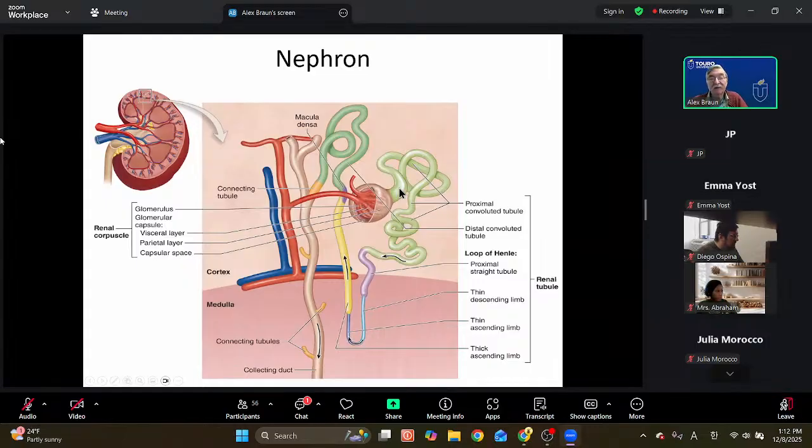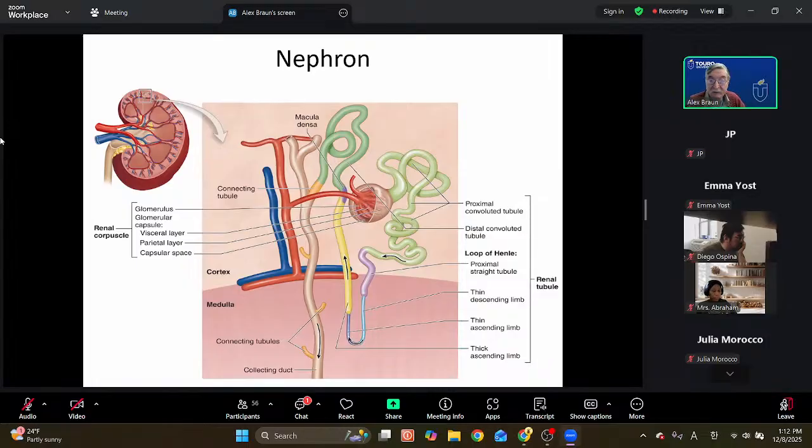Attached and continuous with the epithelial capsule of the glomerulus is a renal tubule. Here you see a renal tubule. It has a number of sections. There's a proximal portion, a proximal tubule. There's an intermediate portion, which we usually call the loop of Henle, and there's a distal portion, which we call the distal tubule.